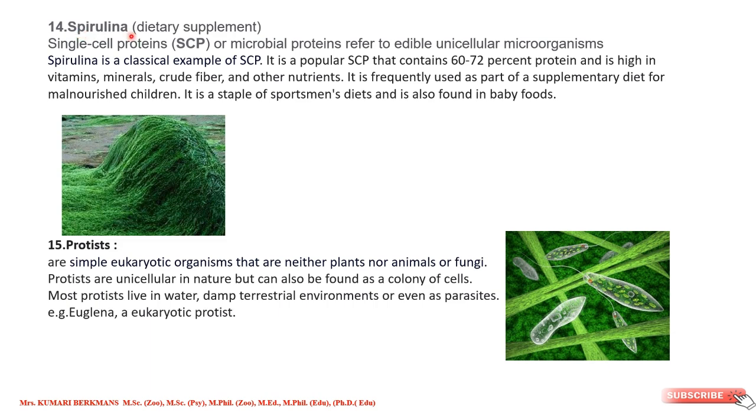Let us see now the spirulina. Spirulina is usually called SCP. What is this SCP? It's nothing but single cell protein. This spirulina is rich in proteins. How much percentage? 60 to 72% of protein is there in the spirulina. So it is taken as a supplementary diet for protein deficiency.